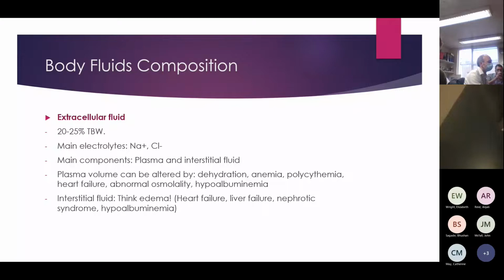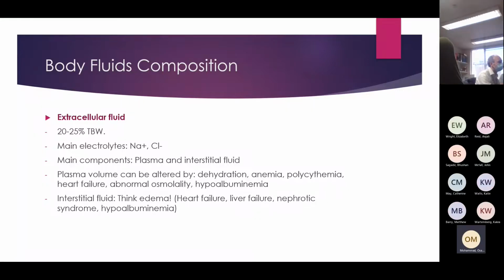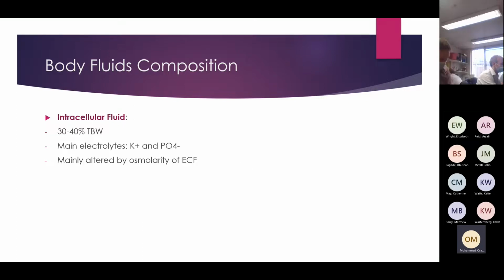The other main component is the intracellular fluid, which comprises around 30 to 40% of our total body water, so around double the amount of the extracellular fluid, with the main electrolytes being potassium and phosphate, and it can be mainly altered by the osmolality of the extracellular fluid.